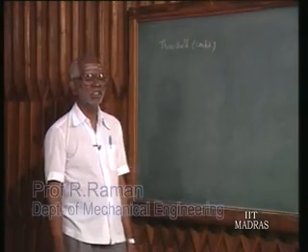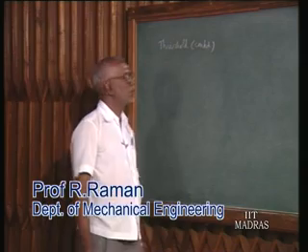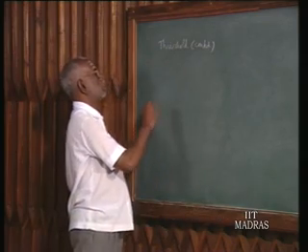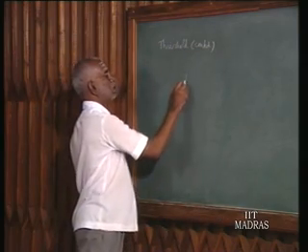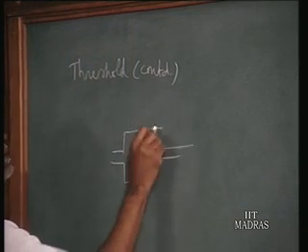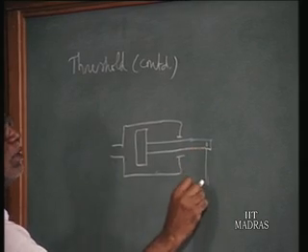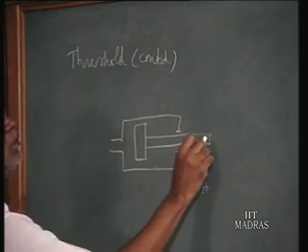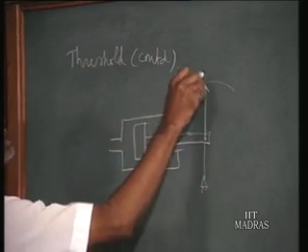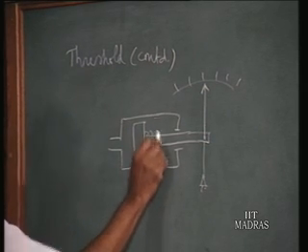We have seen what is threshold. Now we will see why there is threshold at all. Why should there be a threshold? For example, consider the same piston and cylinder type pressure gauge. We have a piston and cylinder, piston rod, pointer and the scale. This is the instrument. And why is there a threshold for this instrument?